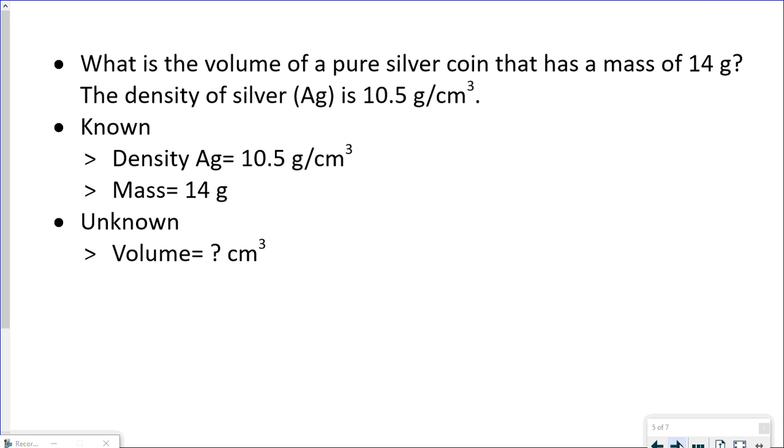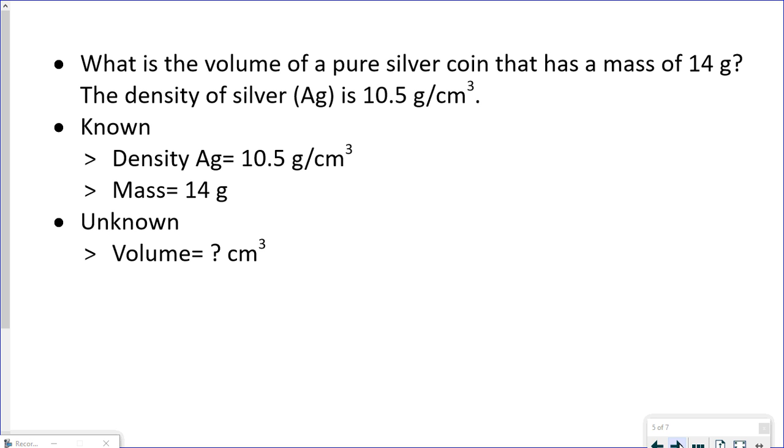Here's one similar to some problems that we did in Unit 1 with density that you can also solve using dimensional analysis. So this wants to know what's the volume of a pure silver coin that has a mass of 14 grams. And from our reference sheet, we know that the density of silver is 10.5 grams per cubic centimeter. So we know the density, we know the mass, but we're looking for the volume.